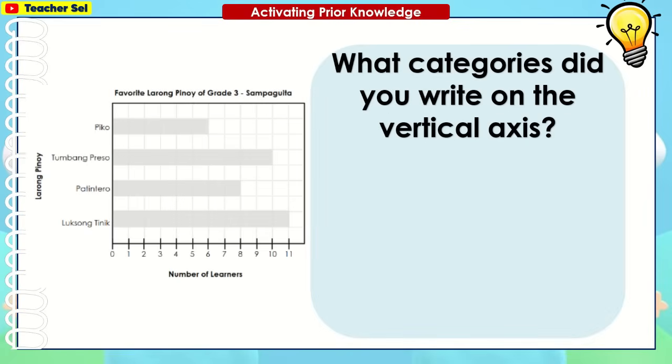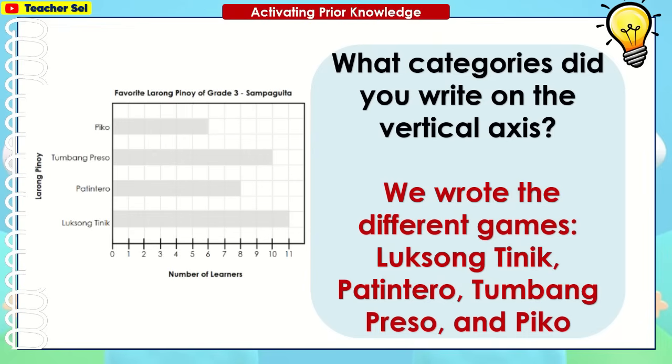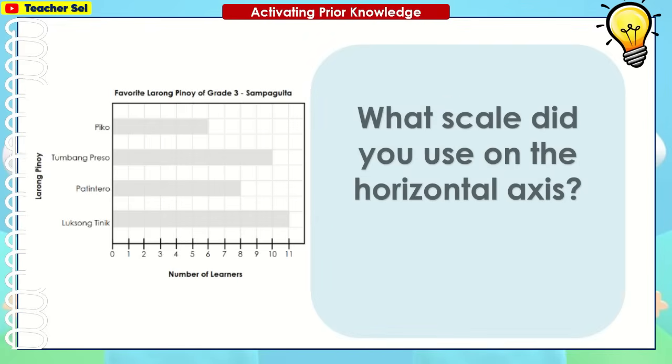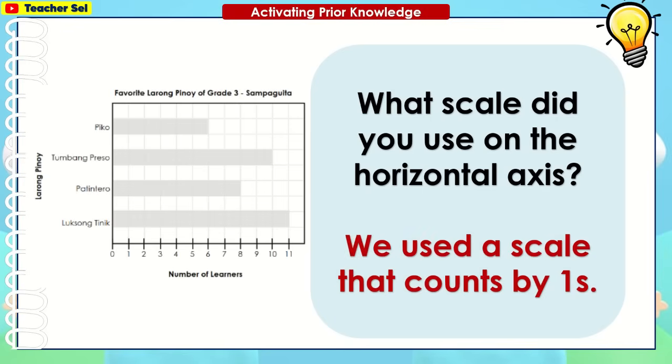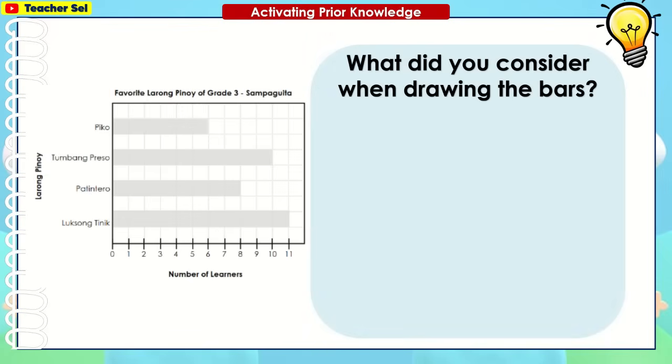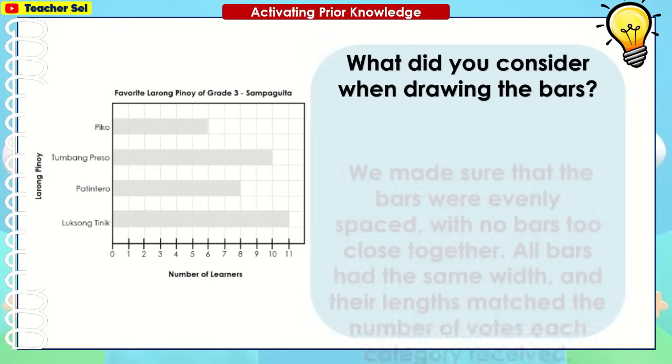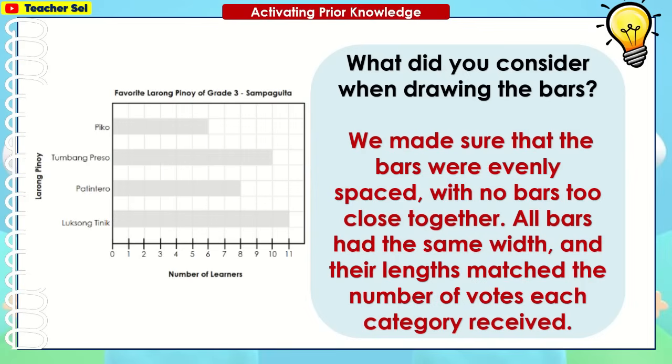What categories did you write on the vertical axis? We wrote the different games Luksong Tinik, Patintero, Tumbang Preso, and Piko. What scale did you use on the horizontal axis? We use a scale that counts by ones. What did you consider when drawing the bars? We made sure that the bars were evenly spaced, with no bars too close together. All bars had the same width, and their lengths matched the number of votes each category received.